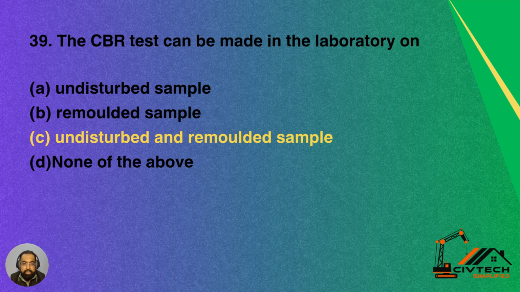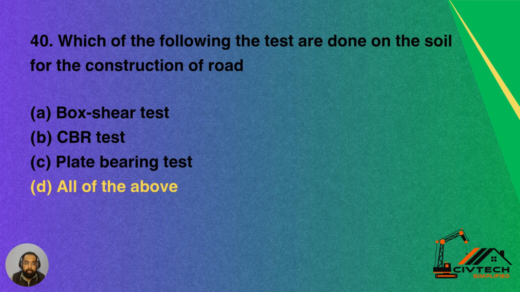Question 39. The CBR test can be made in the lab on option A, undisturbed sample. Option B, remolded sample. Option C, undisturbed and remolded sample. Option D, none of the above. The CBR test can be made in the laboratory on undisturbed as well as remolded sample. Option C is the correct answer for this question.